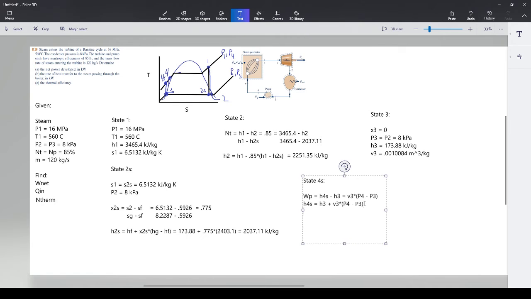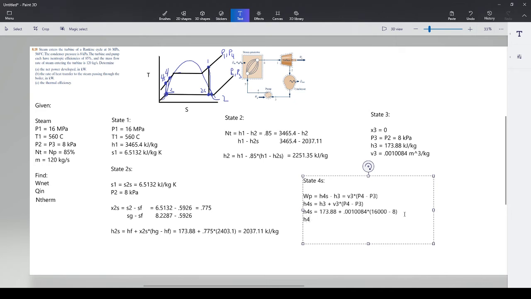And once you do this, you will end up with the following. So H4S is equal to 173.88 plus 0.001084 times, and remember what I told you, you want this in kilopascals to get it to work out immediately. Unless you want to just multiply in by factors, you could do that, but the kilopascals way has always worked for me. So we want 16, since it's 16 megapascals, that is 16,000 kilopascals, and we have 8 kilopascals, so it's 16,000 minus 8.